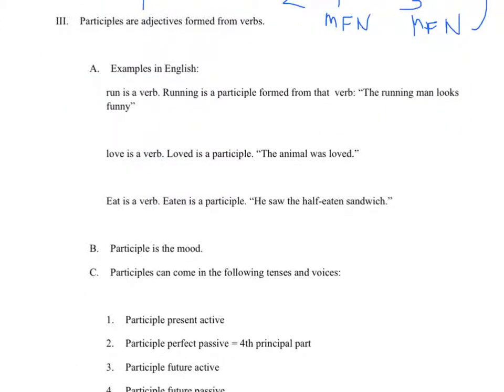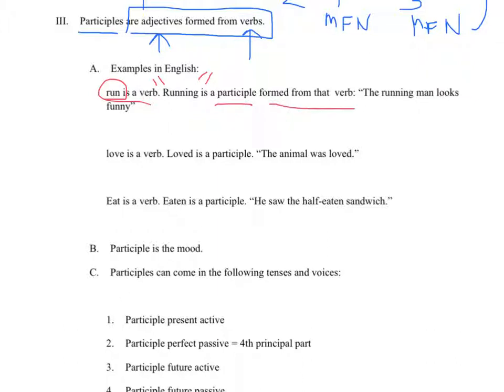The next point continues to introduce the concept of what a participle is. A participle is an adjective formed from a verb. An adjective describes a noun. A verb indicates the action. But you can take a verb and turn it into an adjective. It's easier to understand this when you see examples from English. Run is obviously a verb. It describes an action. But running is a participle that is formed from that verb, and a participle is an adjective. It's a certain type of adjective formed from a verb.